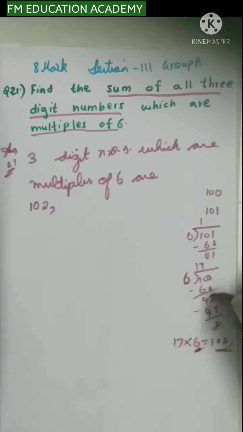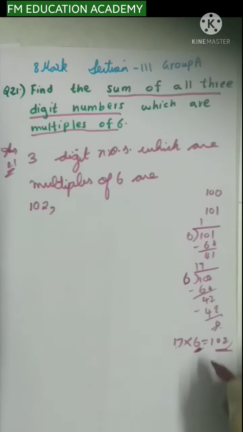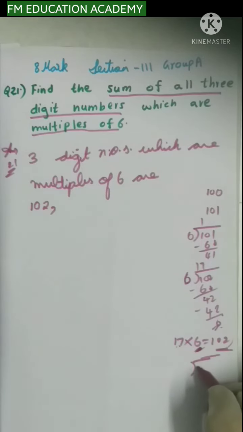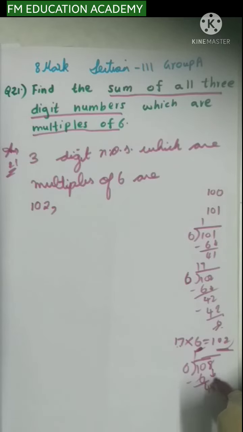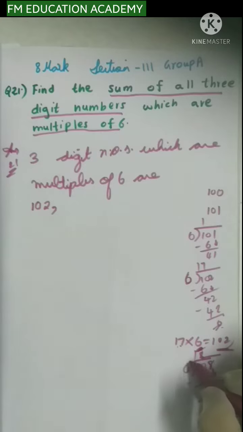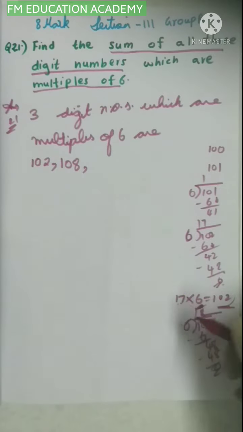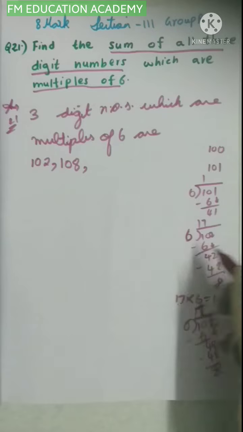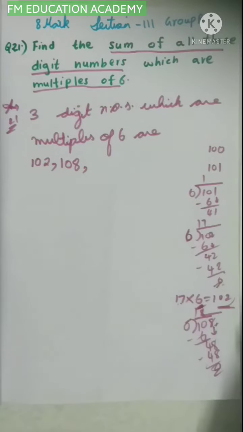106, 46 will not go, 47 will not go, 48 will go because 6 ones are 6, 10 minus 6 is 4, 48, 6 eights are 48. So 18 sixes are 108. So what is the 3-digit number which is divisible by 6? The second number we got is 108. 8 plus 6 is 14, so 114. 109, 49 will not go.